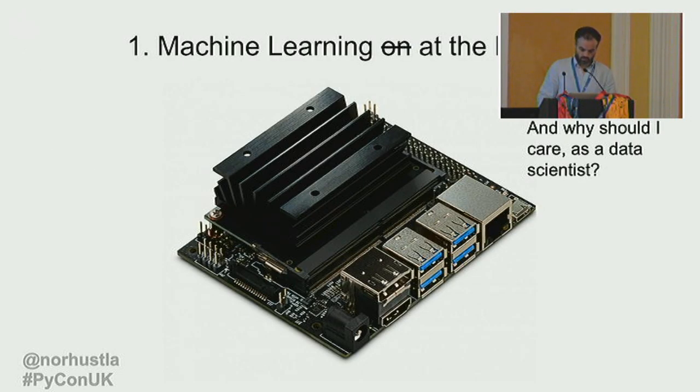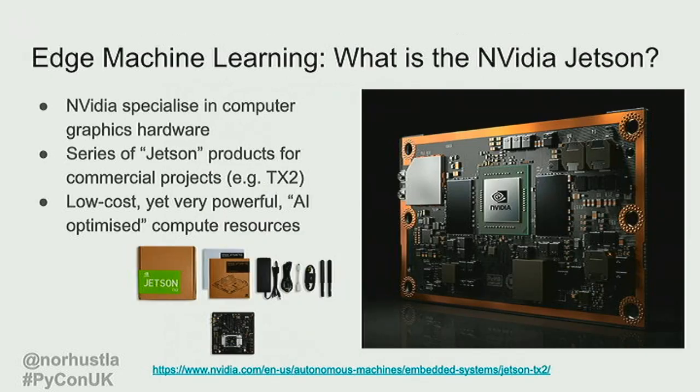So machine learning on the edge, what is it exactly? Well, we've all heard of NVIDIA. They famously work with computer graphics cards. And relatively recently, they've started to produce a series of devices called Jetson. And one of them is, say, the TX2. And behind it is this sort of low-cost but powerful and so-called AI-optimized compute resource.